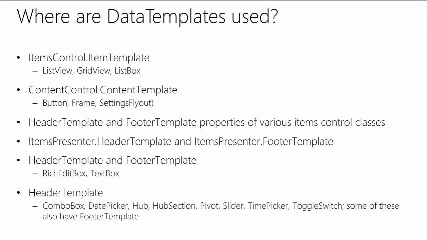So we use them within items controls, item template, which is the example you were just talking about. We also have content control, content template. That was one of the scenarios you were talking about earlier on where we had custom controls when we were building styles and presentations there. We have header template and footer template of various item control classes. So also items presenter has a header template and a footer template. We have the regular header and footer templates for rich edit and text boxes. So there's a lot of commonality here and a number of properties.